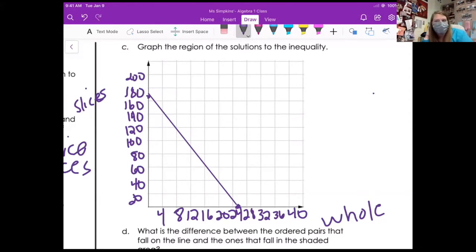Oh yeah, Jonathan said the same thing. Sorry, I didn't see that. So positive cakes, positive slices. That's why we're only in that first quadrant.